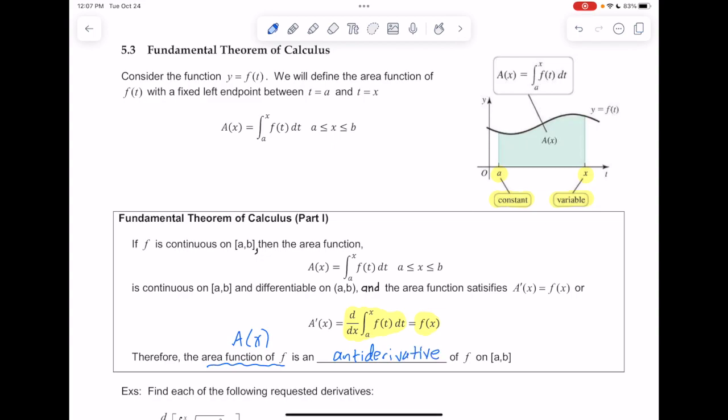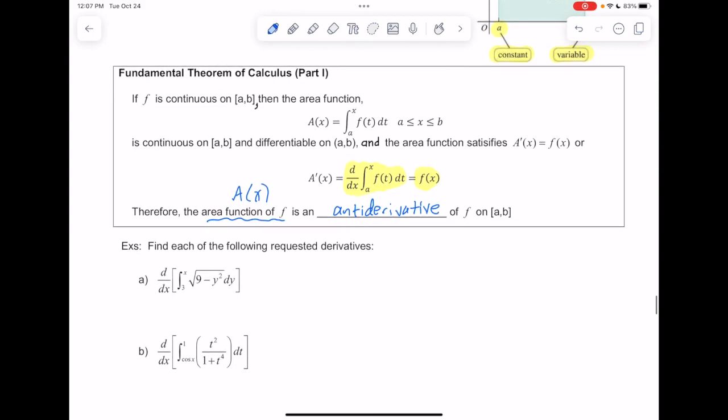All right, let's make use of that highlighted portion and see how that works. So find each of the following requested derivatives. Find the derivative with respect to x of the definite integral from 3 to x of the square root of 9 minus y squared with respect to y. So again, coming back up here to this formula, that's what we want to use. If you take the derivative with respect to x, then x needs to be the variable, and that x variable is right here and right here.